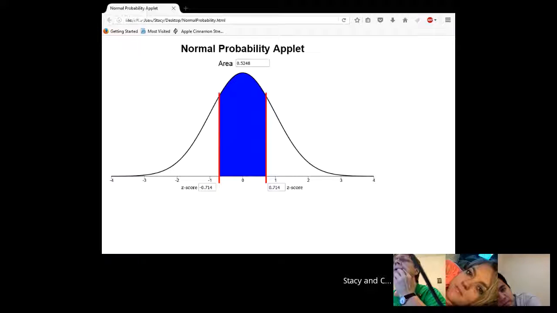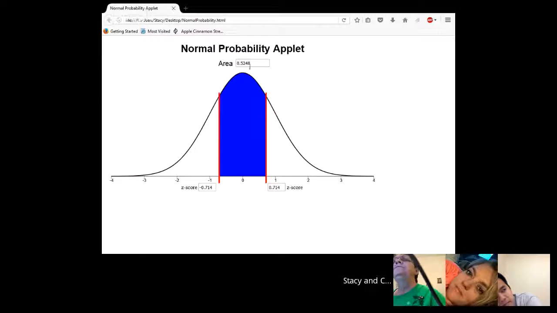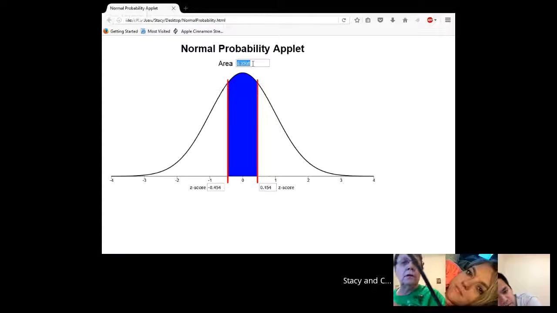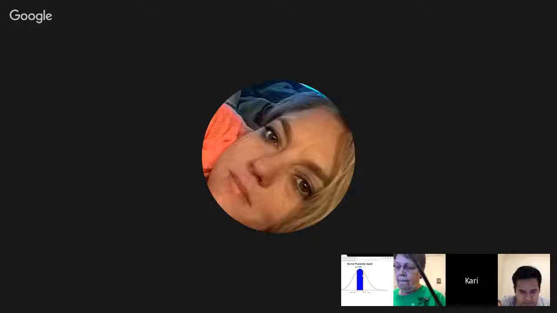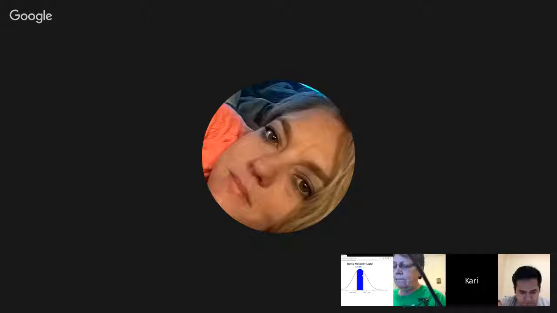Okay, and then we need to go find the 35th percentile. So we'll come up here and put the 35 in there. Okay, so there's our z-score. So let's do that. Solve for the value, which is x, equals 0.65. That was the mean, right? Right.